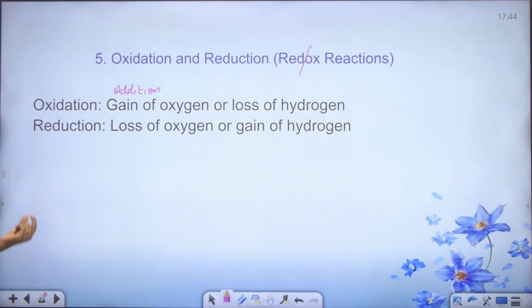And reduction. Reduction is removal of oxygen. Oxidation is addition of oxygen.